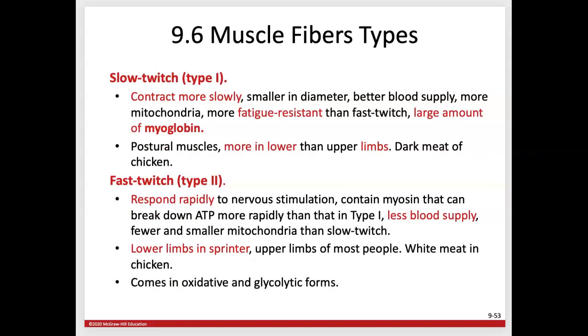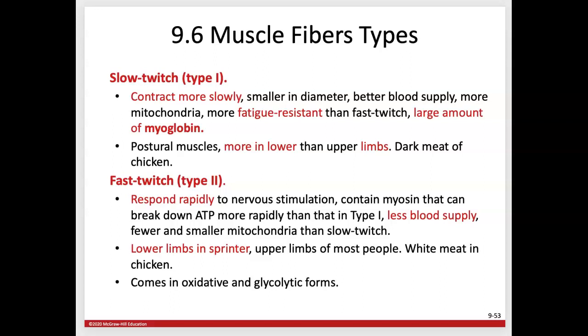So we have different types of muscle fibers. We have slow twitch fibers, which are referred to as type 1, and fast twitch fibers, which are referred to as type 2. Slow twitch contract slowly. They're smaller. They have a better blood supply. There's more mitochondria. And these slow twitch fibers are fatigue resistant in that they can go for longer periods. You think of them as muscles that you use just to stroll and walk, your posture muscles, muscles that you use to sit.